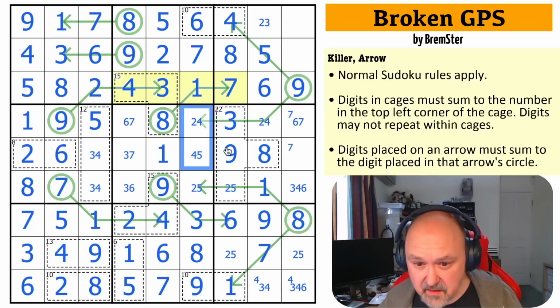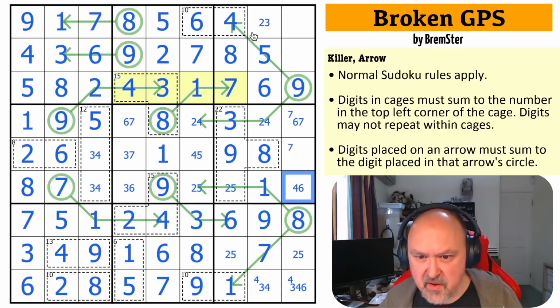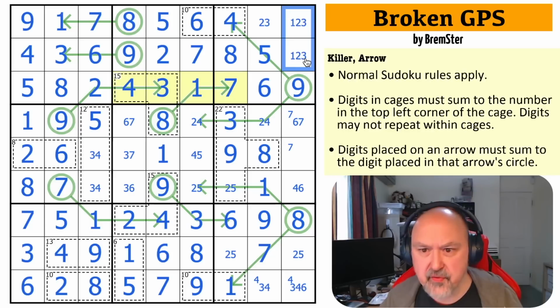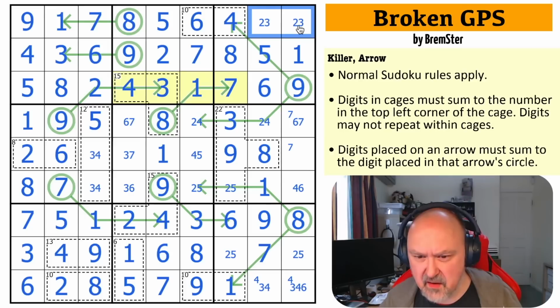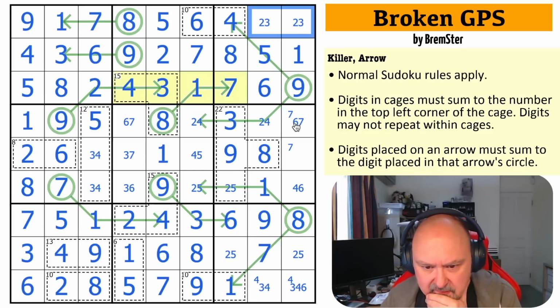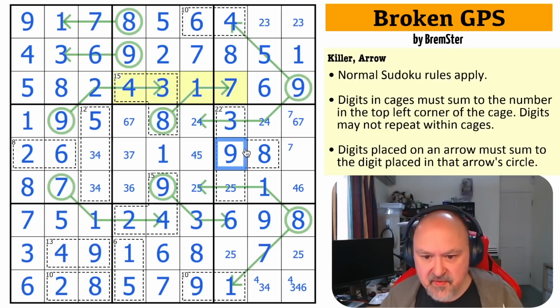What have I done? There's no 3 here. 2, 3, 4, 5, 6. This is 1, 2, and 3. There's no 1 there. So this is the 1. There's a 2, 3 pair. What have I done? Oh, 22 cage. These are 17, so these have to sum to 5.